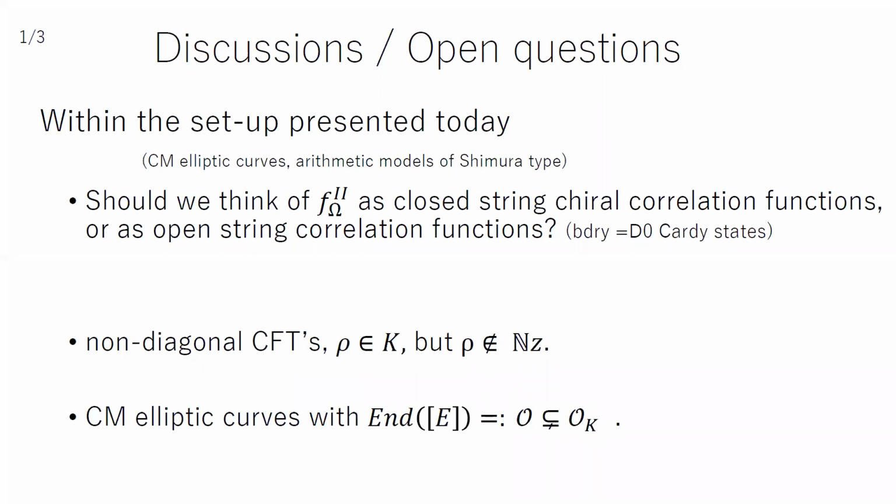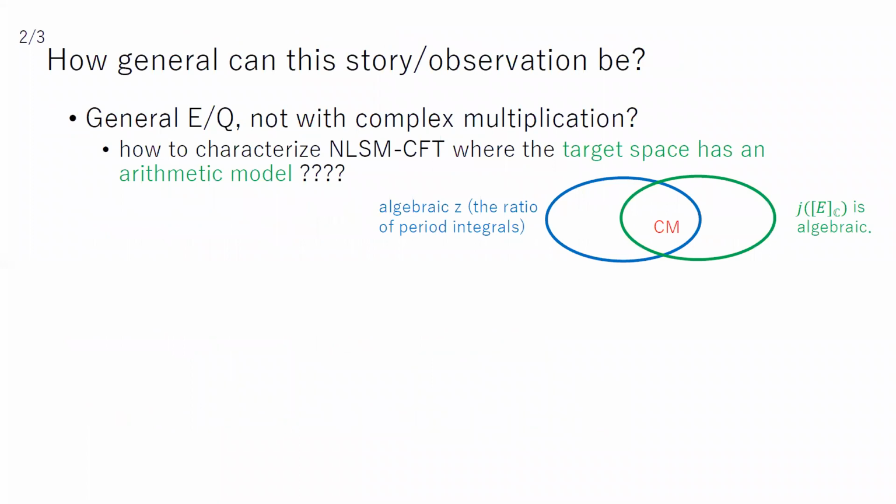Another question is what happens when we allow ourselves to choose the string theory formulation to be non-diagonal CFTs. So the Kähler parameters can be chosen to be in the same imaginary quadratic field, but not in the integer multiple of the complex structure parameters. What happens when we think about CM elliptic curves with the ring of complex multiplications a proper subring of the ring of algebraic integers in the imaginary quadratic field K? I don't know. I don't have the answer. I have not worked enough.